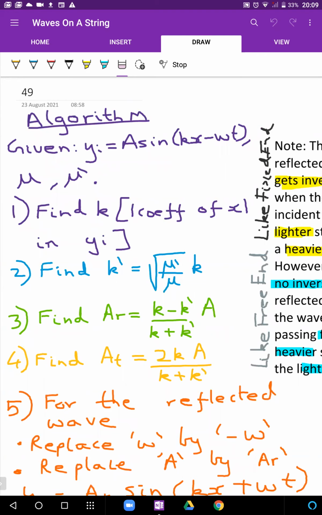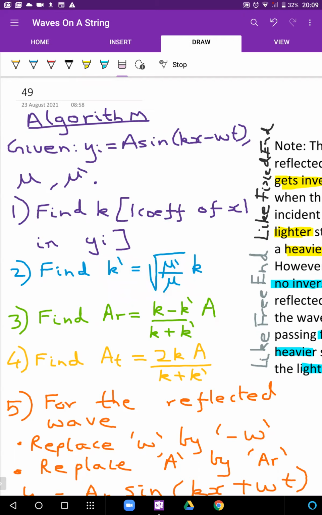Thanks, yes. Now find k for the second string. When you find k for the second string, you can use the formula k is proportional to root mu. So for the second string, k dash is root mu dash by mu times k. This is again very simple. This is just ratio proportion. Apply ratio proportion, apply k being proportional to root mu to get k dash for the second string. So for this, you need to remember k is proportional to root mu. k dash is root mu dash by mu into k.